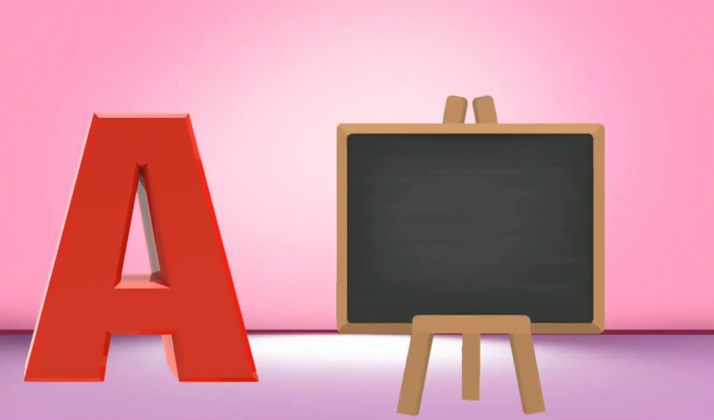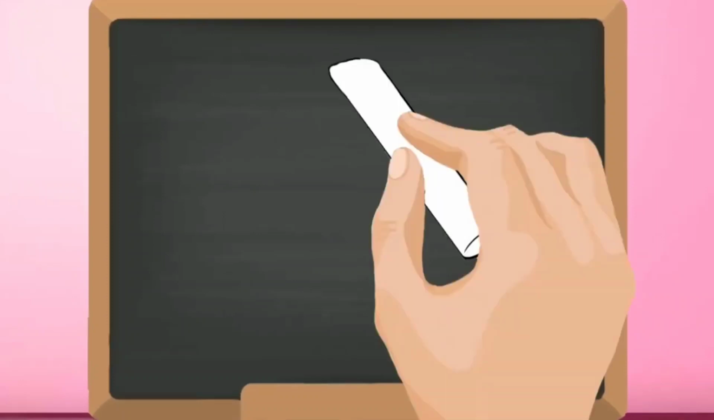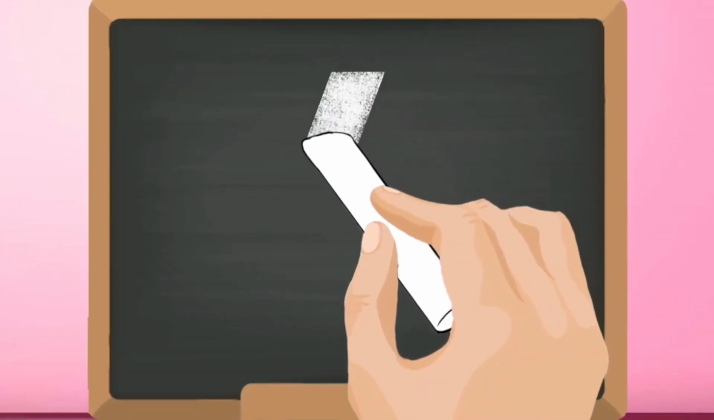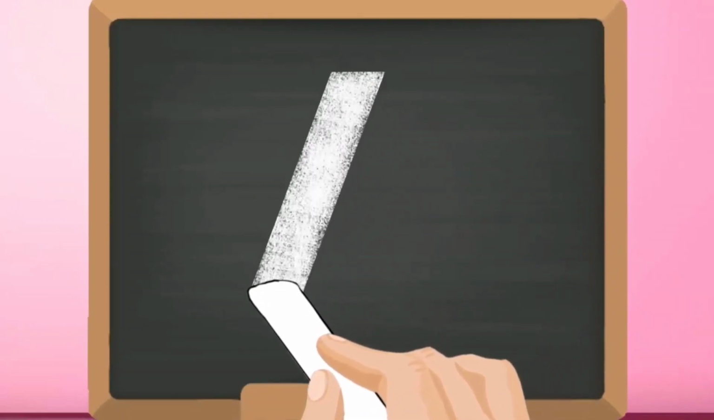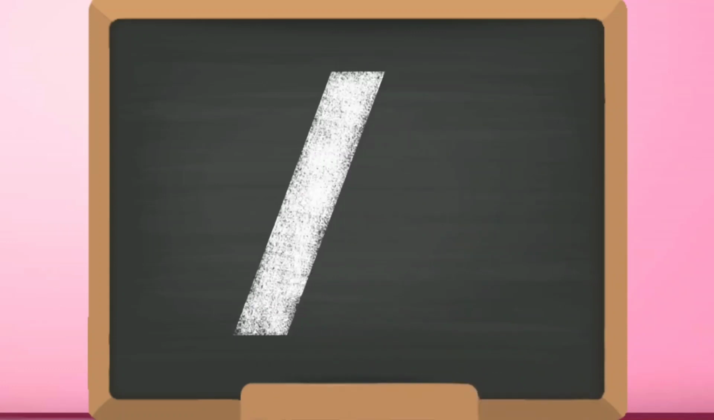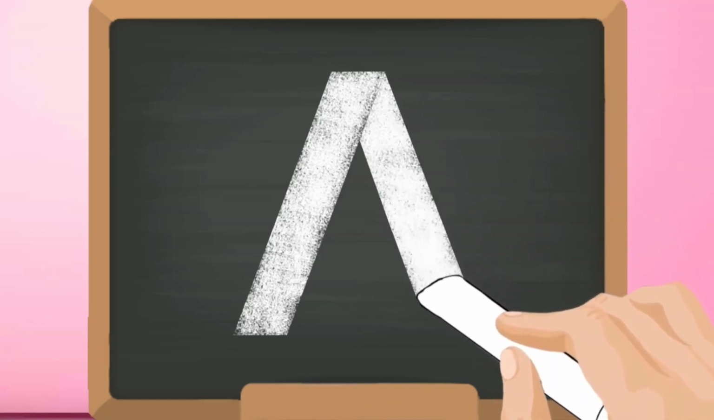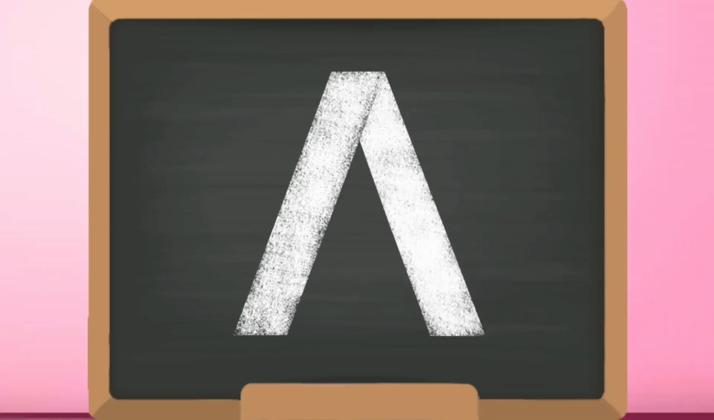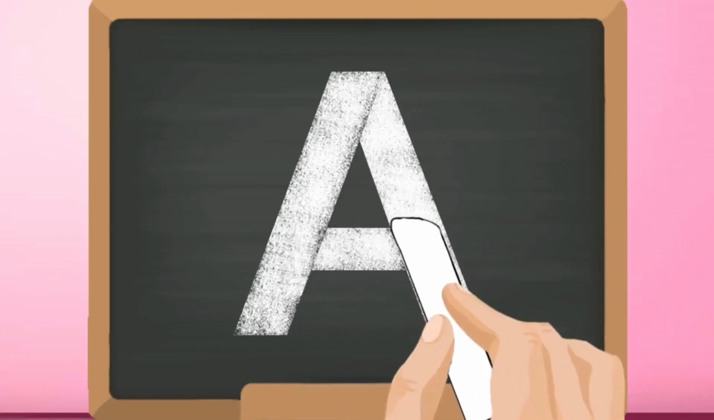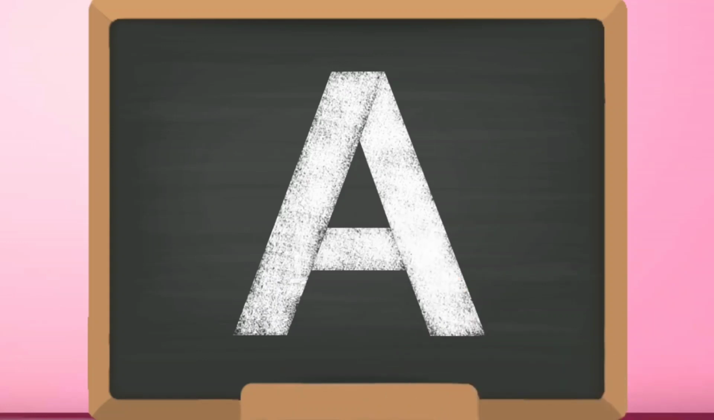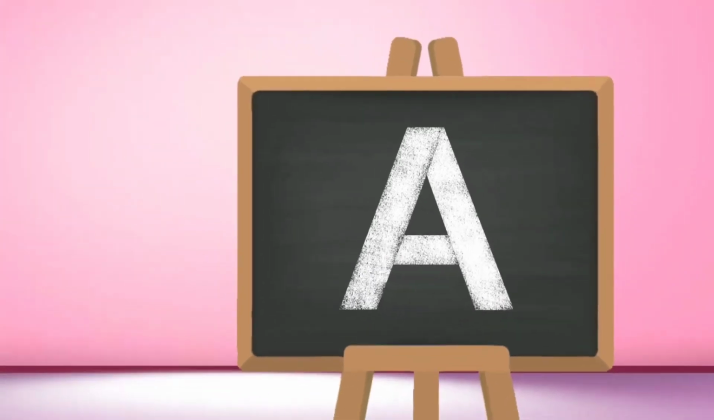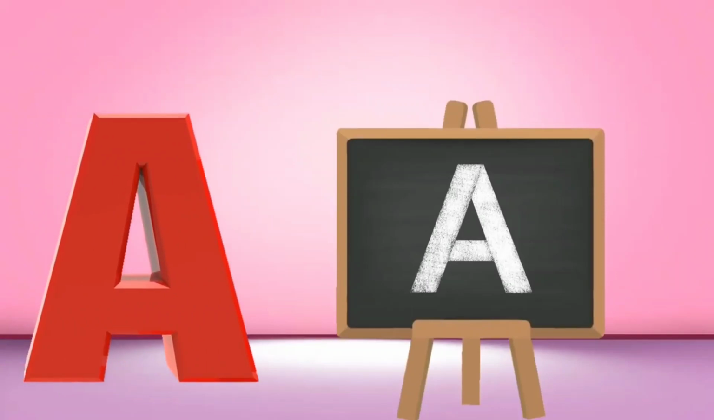A. Capital A. Start from the top and draw a slanting line downwards. Go to the top and draw another slanting line down to the opposite side. Now go a little below the middle and draw a sleeping line across. Capital A.